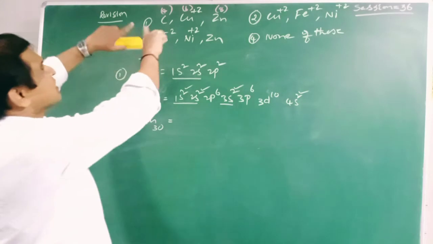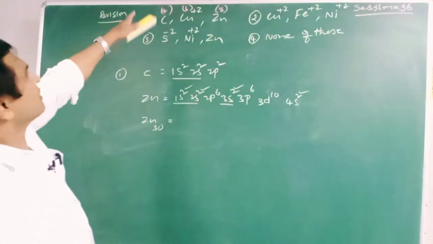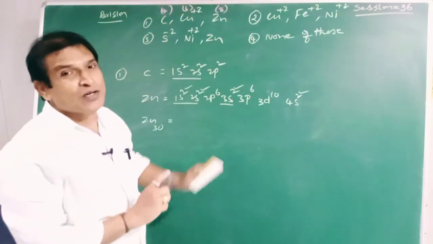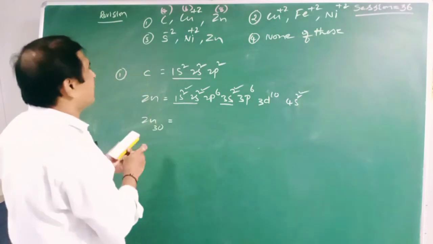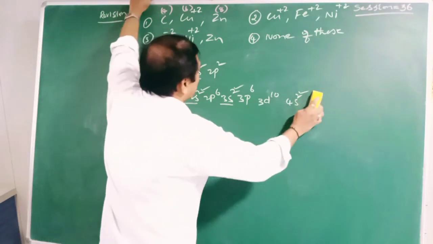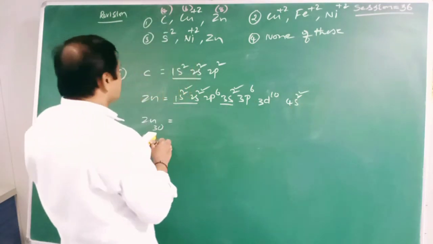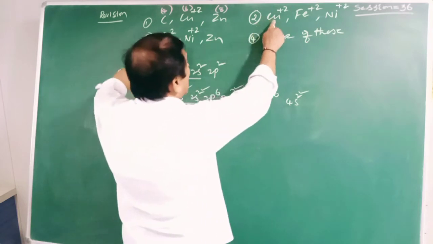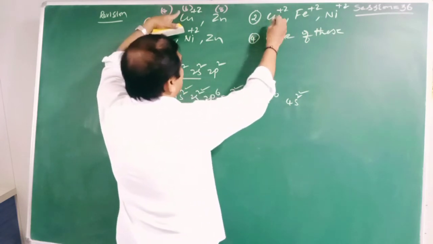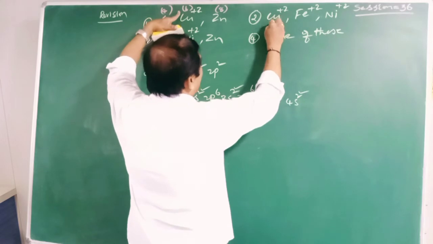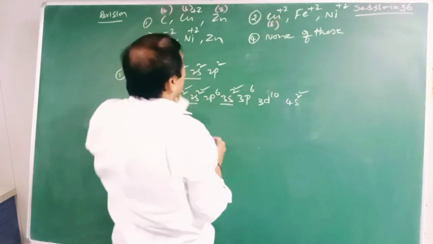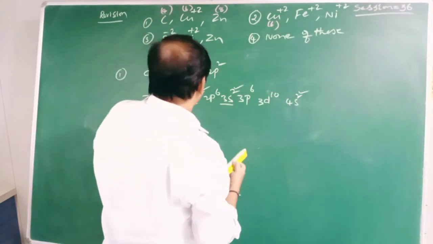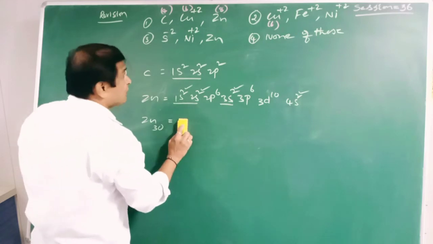Yes, the s electrons are not equal: 4 electrons, 6 electrons and 8 electrons, they are not equal. Okay, that is a point we understood. It's not the first option. Let us take the second option. Already we calculated copper plus 2 has 6 s electrons. We have to discuss Fe plus 2.